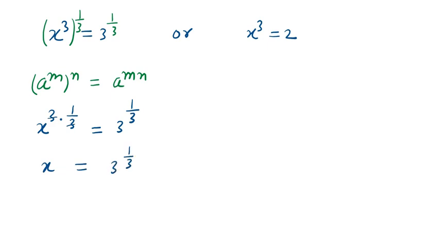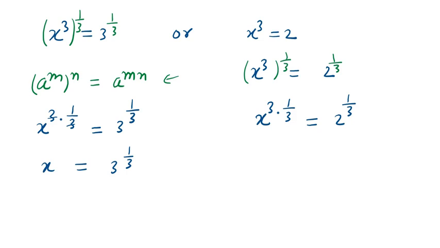Now here x cube is equal to 2. If we take power 1 over 3 on both sides, on the left hand side we will apply this rule again. Then the left hand side is x cube to the power 1 over 3 is equal to 2 power 1 over 3. Now this 3 and this 3 cancel out. Then on the left hand side x is equal to 2 power 1 over 3.